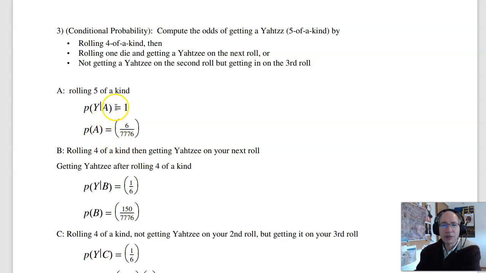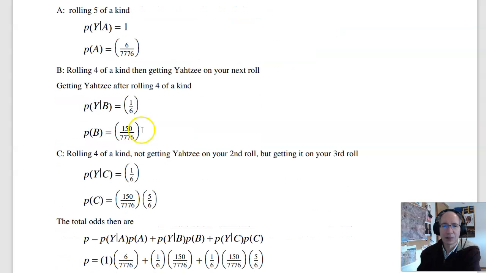For 5 of a kind, if I rolled a 5 of a kind, guaranteed I'm going to have a Yahtzee next roll. And the probability of rolling 5 of a kind from problem number 1 is 6 over 7776. The second way, if I rolled 4 of a kind, then there's only one number that matches the other ones, so the probability of getting a Yahtzee on the next roll is 1 in 6. From problem 2, the probability of getting 4 of a kind is 150 over 7776.